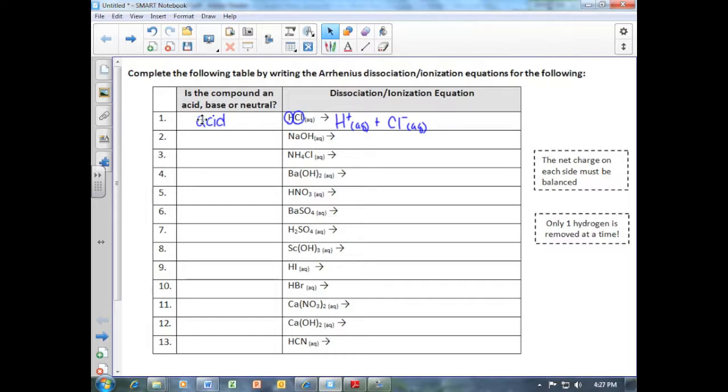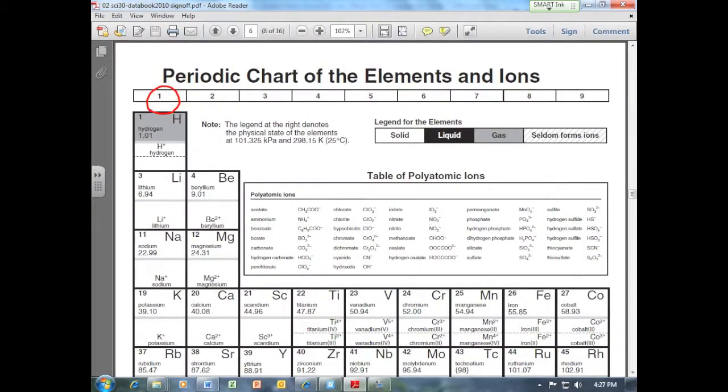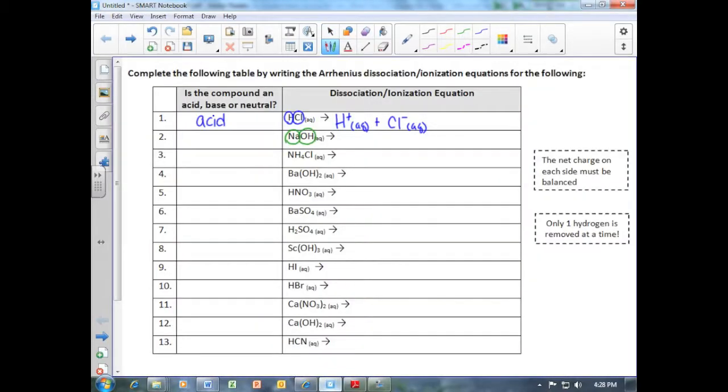Now let's take a look at the second example, NaOH. NaOH is made of a sodium ion as well as a hydroxide ion. On page 6 of the data booklet, in the top middle, is a list of all the polyatomic ions that we will use. Hydroxide ions are written as OH negative. So when we put sodium hydroxide in water, it will dissociate into its sodium ion as well as a hydroxide ion. Because hydroxide ions are produced, NaOH or sodium hydroxide is considered a base.